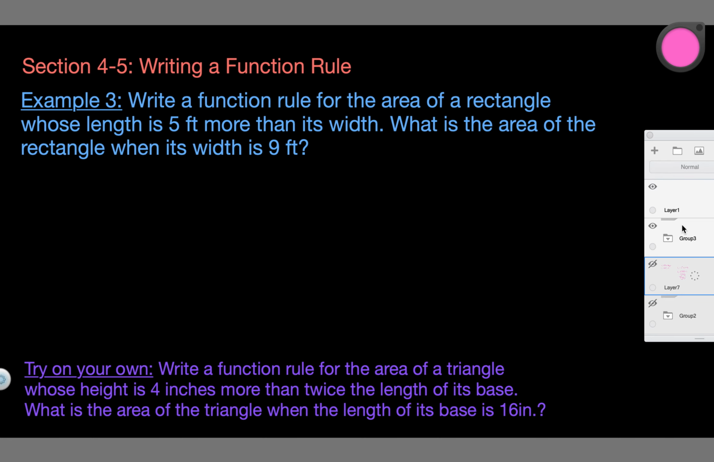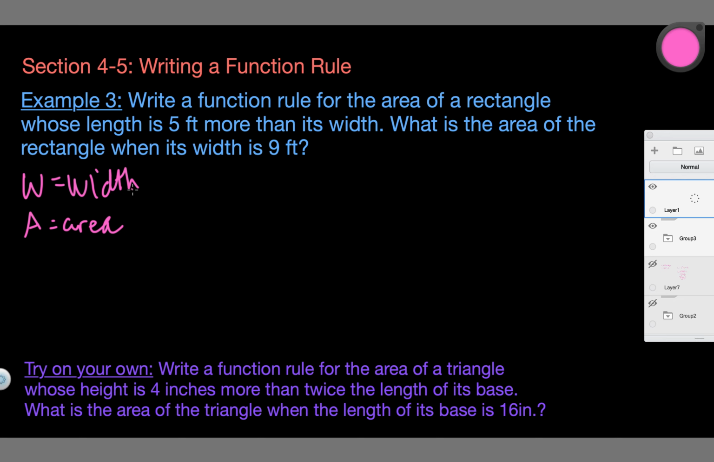We have one more question, and then we're done this section. So this question says, write a function rule for the area of a rectangle whose length is 5 more than its width. What is the area of the rectangle when its width is 9 feet? So we have two variables that we're looking for. It's talking about width, and it's also talking about area. So we're going to use W for width and A for area.